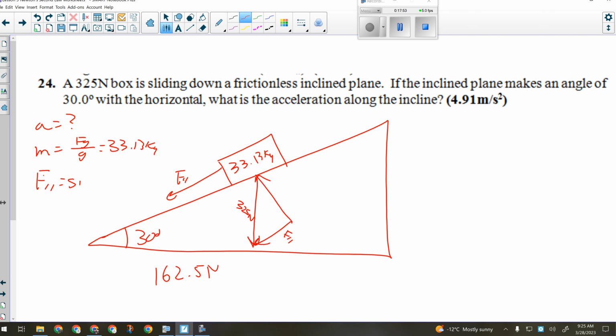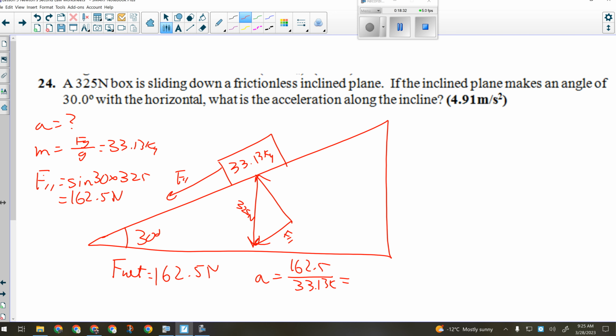F parallel is the sine of 30 times 325, which is going to be 162.5 newtons down the ramp. Okay? So that's also going to be my net force because it's the only force acting. So now I can go acceleration equals 162.5 divided by 33.13 kilograms, and that will give me the 4.91 meters per second squared. That would be the case for any 30-degree frictionless incline. One half of the acceleration due to gravity is present at 30 degrees.